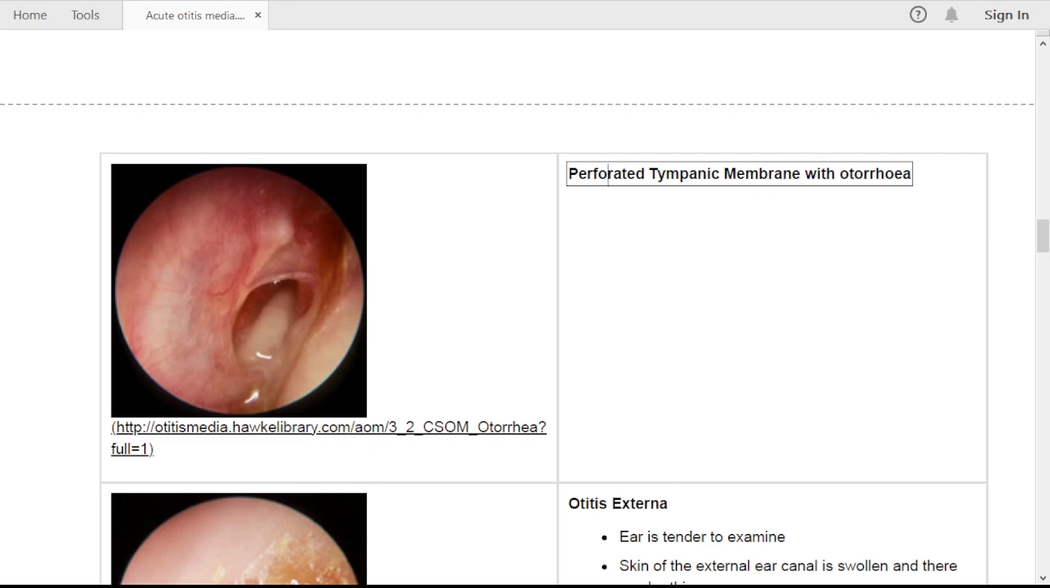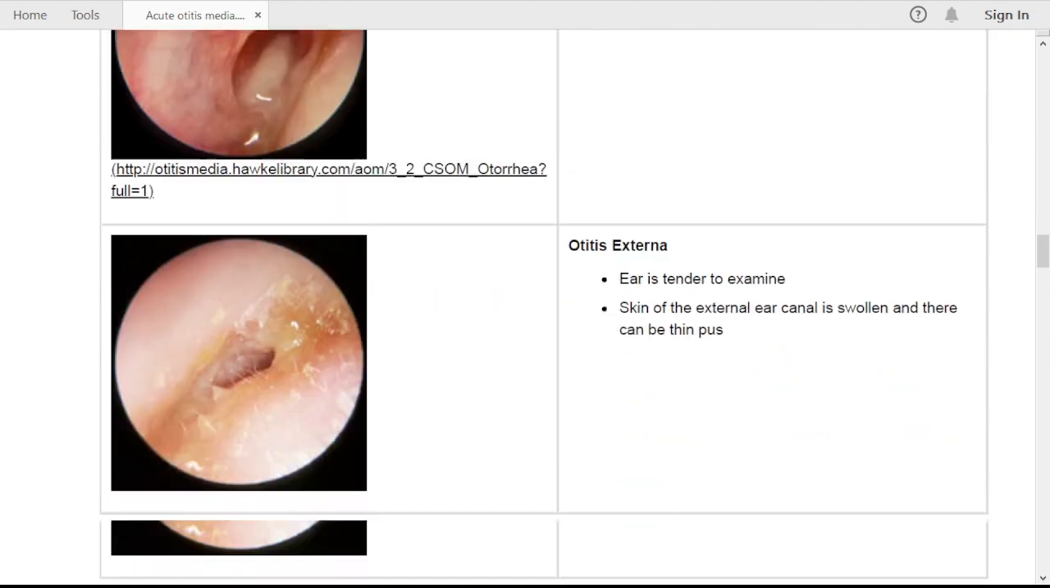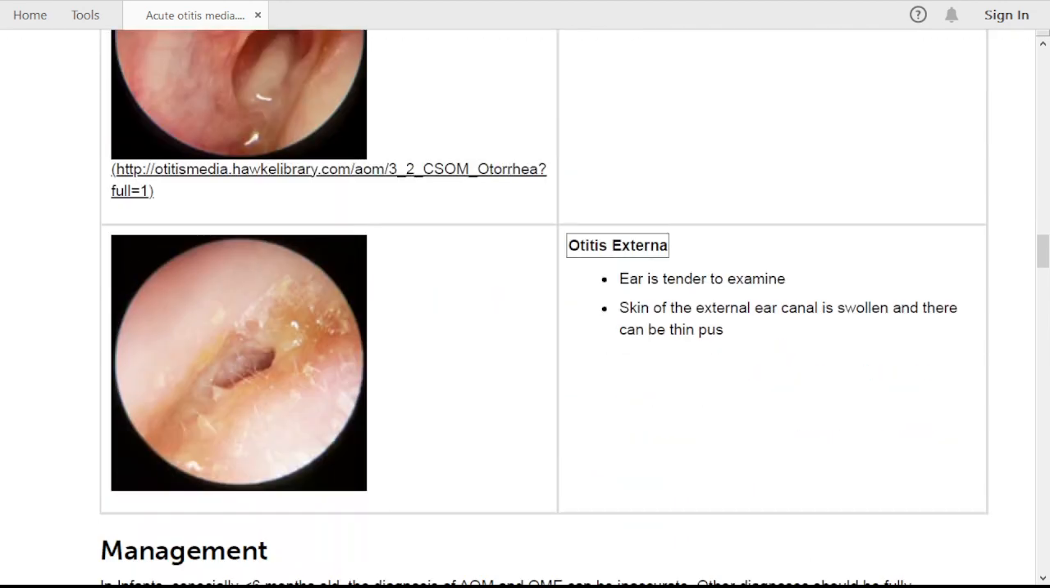Perforated tympanic membrane with otorrhoea. Otitis externa. Ear is tender to examine. Skin of the external ear canal is swollen and there can be thin pus.